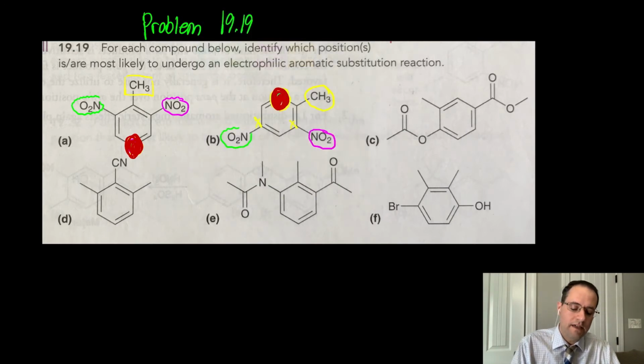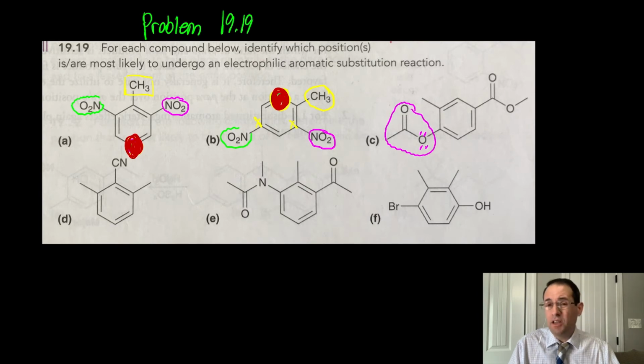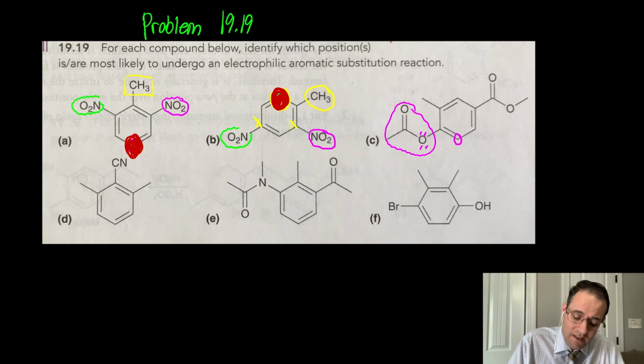Let's take a look at our next example. Here we have oxygen with a lone pair directly attached to the aromatic ring, and that is a moderate or a strong, depending on how you count it, ortho para director. That belongs to the no chops phrase. Oxygen with lone pairs is an ortho para director. So let's identify that. It's going to be right here only. This ortho position has no hydrogens, and this para position has no hydrogens, so we don't think about those.